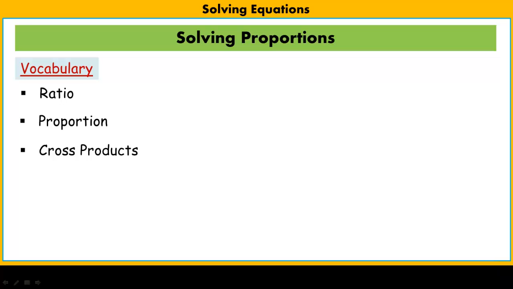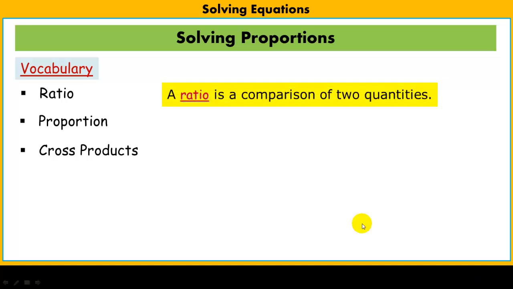Hey guys, today we're going to solve equations involving proportions. A couple of things we need to talk about is what is a proportion, and to know what a proportion is we need to understand what a ratio is. So a ratio is a comparison of two quantities.